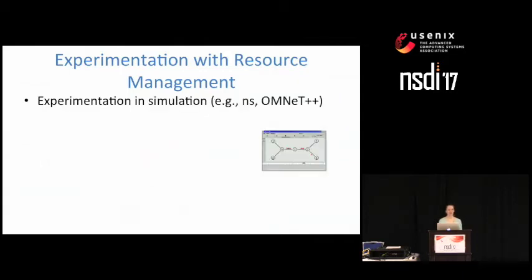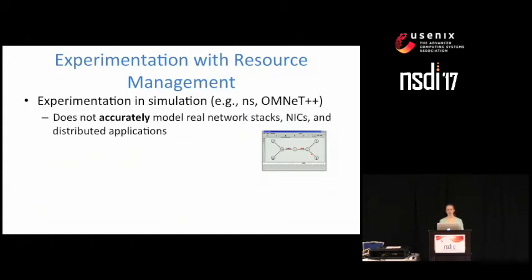The result of these challenges is that most experimentation with resource management schemes today is conducted using network simulators, such as NS. Unfortunately, software simulators don't fully capture the behavior of resource management schemes. First, they don't accurately model NIC features and network stack optimizations, such as interrupt coalescing, which can significantly impact protocol behavior. Second, they don't enable experimentation with real distributed applications, such as Hadoop or Spark, whose performance depends on other resources, such as disk and computation, in addition to the network.